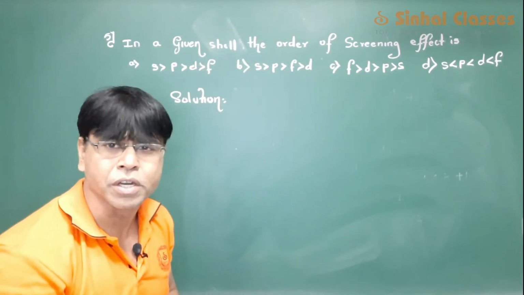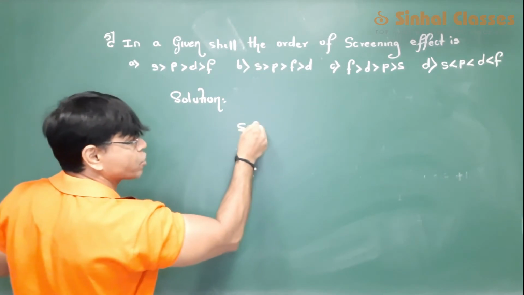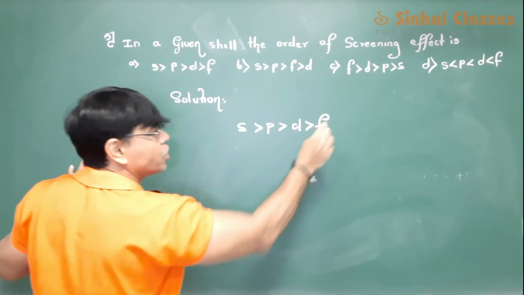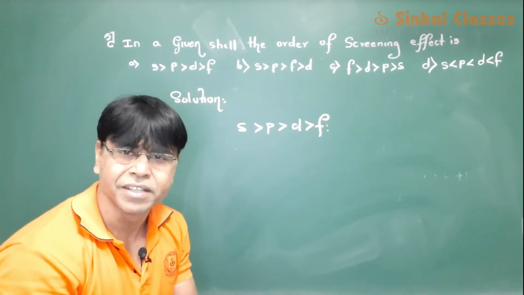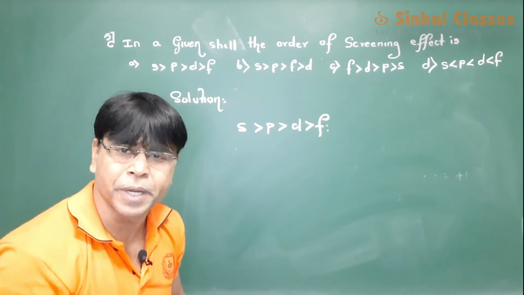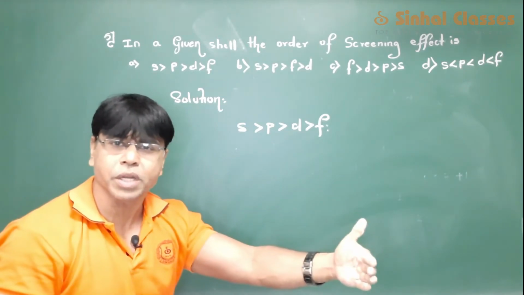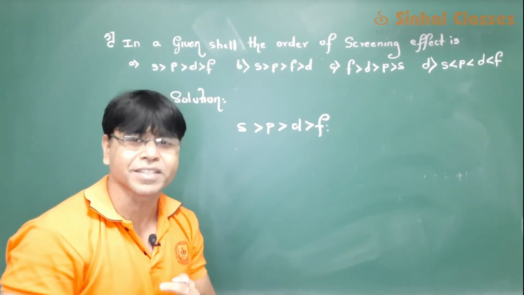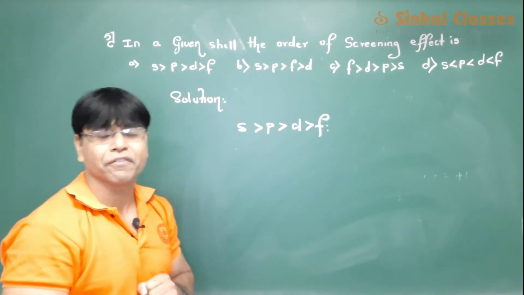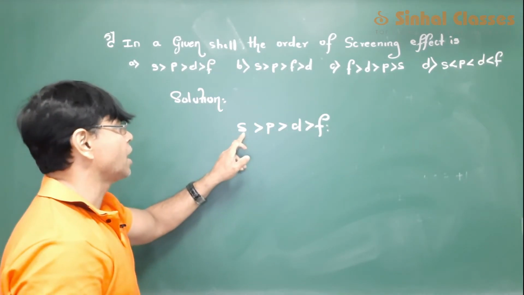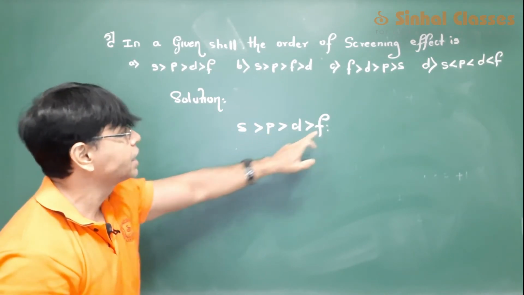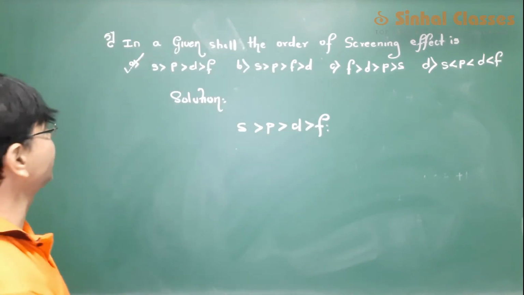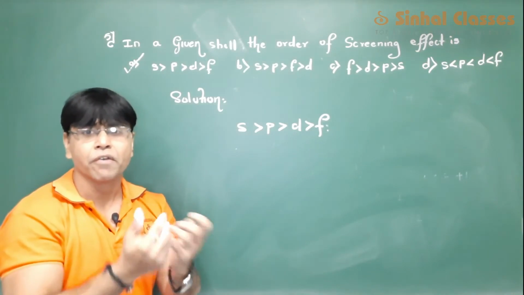So it's a very simple question. The order should be s will be more, then p, then d and then f, due to the effective nuclear charge experienced by all these orbitals. S is very close to the nucleus, so it will definitely experience more effective nuclear charge. So screening effect will be higher for it. So the answer should be s more than p, then d, then f. So your answer among them should be A. Very simple it is. This is question number 5.